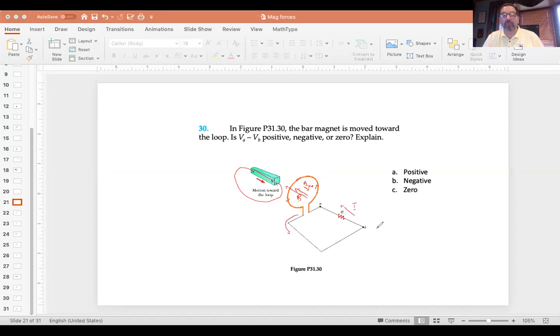And so I guess B must be higher than A in potential. And so VA minus VB would have to be a negative value, because B has to have a higher potential if current is going that way. All right, questions on that?